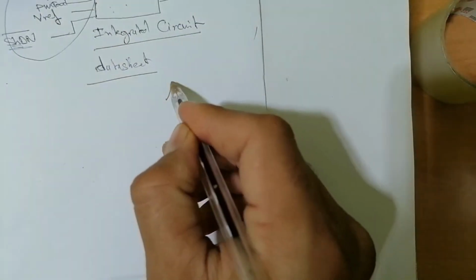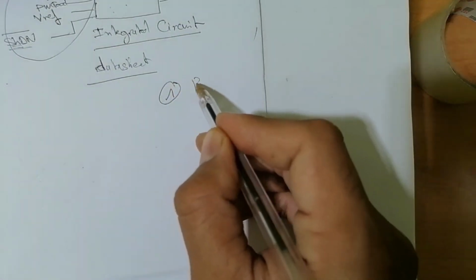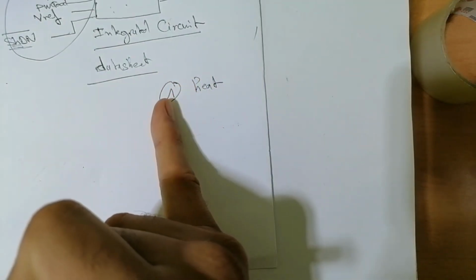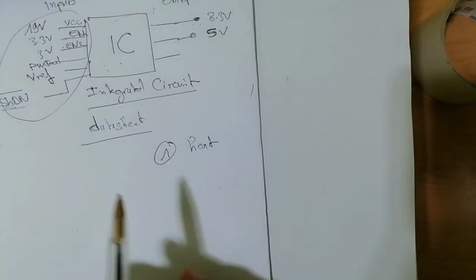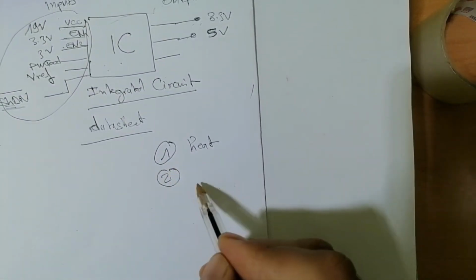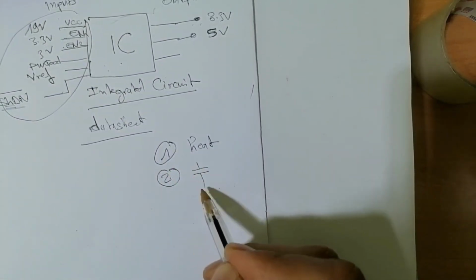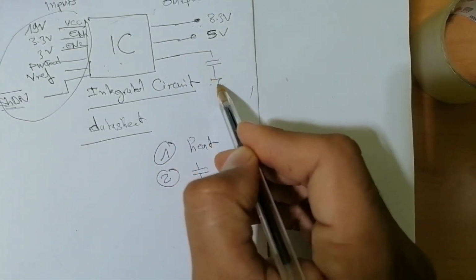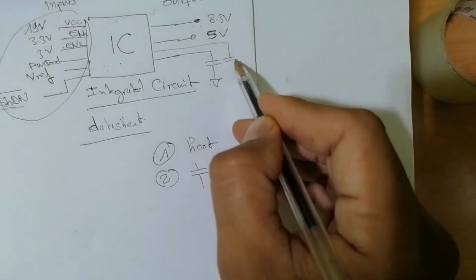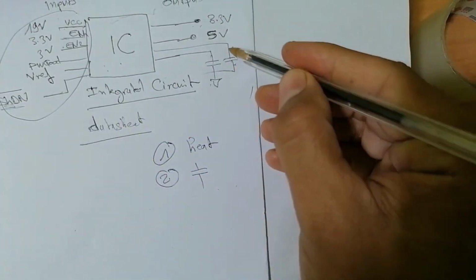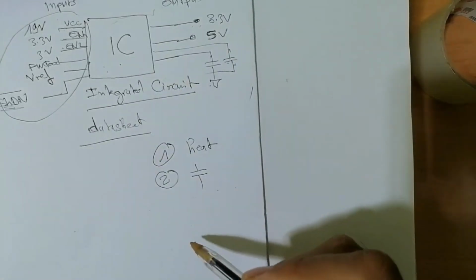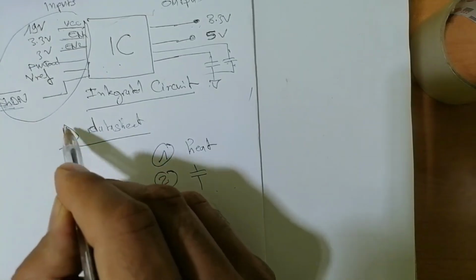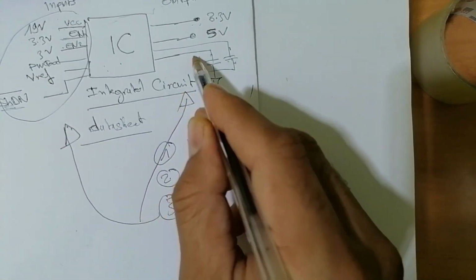So the first method is by checking the heat of the IC using your finger. If you feel that the IC is very hot, it means the IC is bad. The second method is by checking the ceramic capacitors around the IC. If you find that the ceramic capacitors around the IC are connected to the ground on both sides, it means the IC is bad. The third method is by checking, as you can see here, the inputs and the outputs.